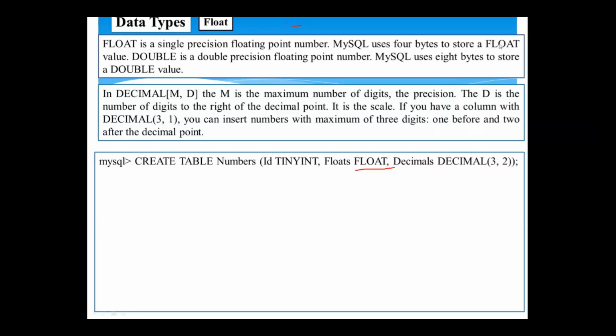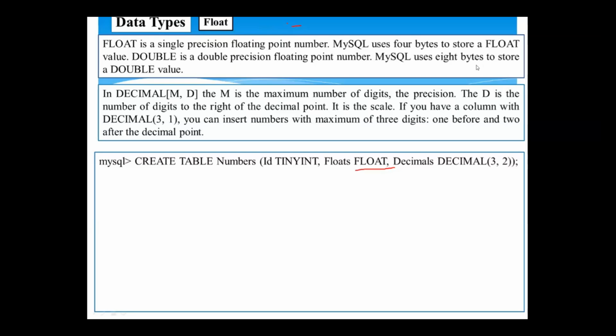Okay, MySQL uses 4 bytes, the same as integer. It takes 4 bytes to store a floating number, and double is another data type to store a double precision floating number. Double precision takes 2 digits, and MySQL uses 8 bytes to store the double. So double, like in other programming languages such as Java, takes 8 bytes.